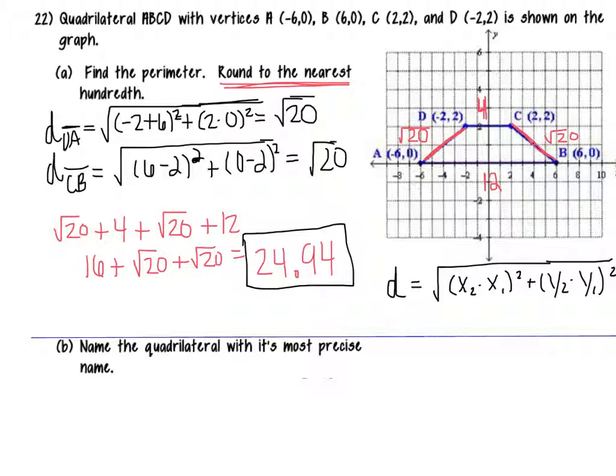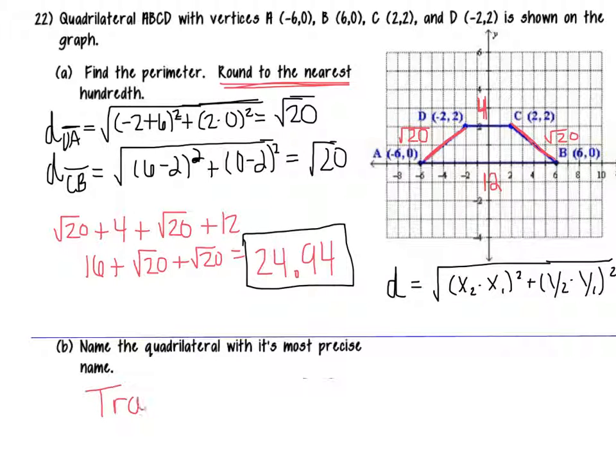All right, almost done. It says name the quadrilateral with its most precise name. All right, so I'm looking at this thing, and I know that I have 2 parallel sides. I know that AB is parallel to DC, and I can tell that by visual inspection because the slope of AB is 0 and the slope of DC is 0 because there's no vertical change. So I know that those two are parallel. But I definitely know that AD and CB are not parallel because if I extend them out, I see that they're going to intersect.